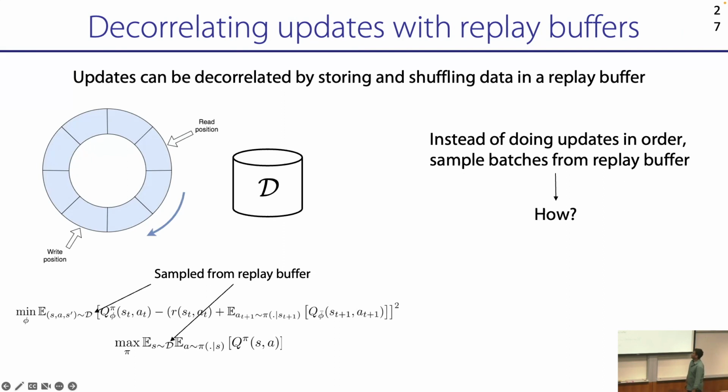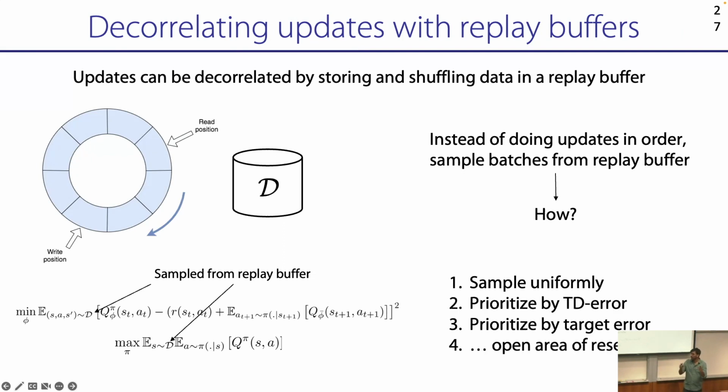Now the question is, how should we sample from the replay buffer? Should we just stick it in there, shuffle it, and sample uniformly? The trouble might be that a lot of your data is not that informative, and some of your data is super informative, right? The most naive strategy is to sample uniformly from your replay buffer: throw it in there, shuffle, sample IID. But there's also a bunch of other ways to do it.